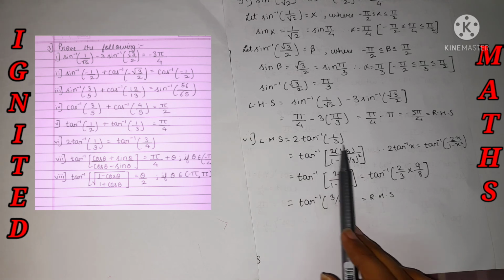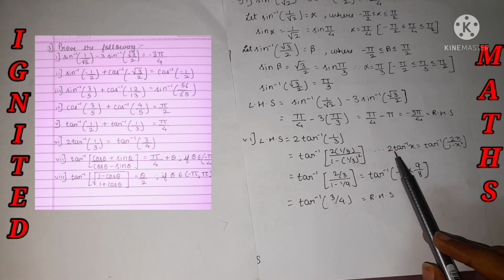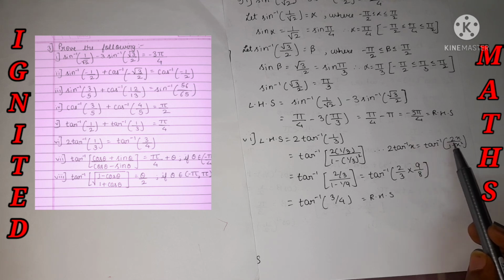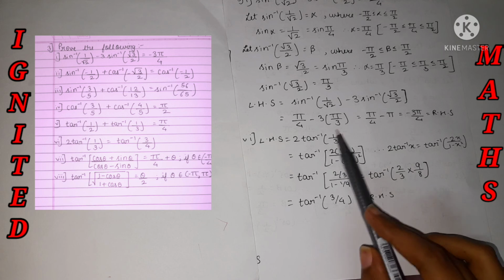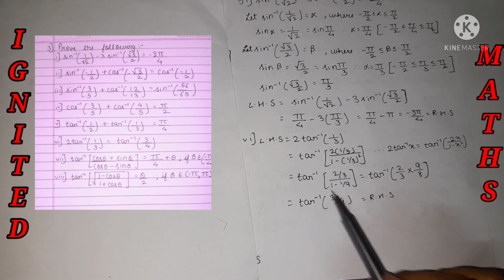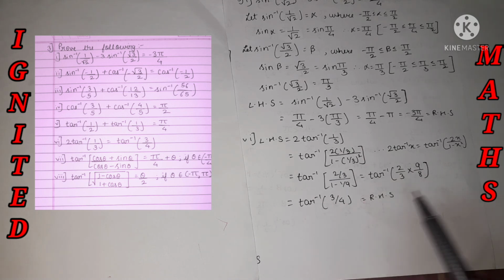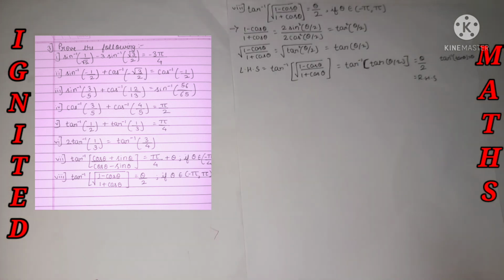2 of tan inverse of 1 by 3. So according to the formula, 2 of tan inverse x is nothing but tan inverse of 2x divided by 1 minus x square. Yes, the x is nothing but 1 by 3. Put the value accordingly and we will be getting the answer. That's nothing but the RHS value. For the 8th sub question, I took it over here. It's in the form of inverse trigonometric function. We need to take the LHS and let's prove it to the RHS.